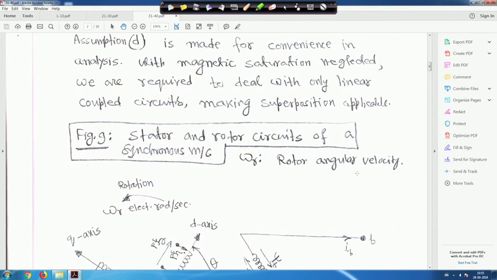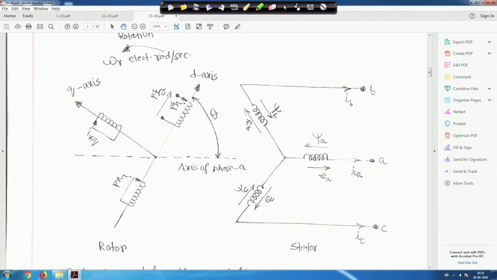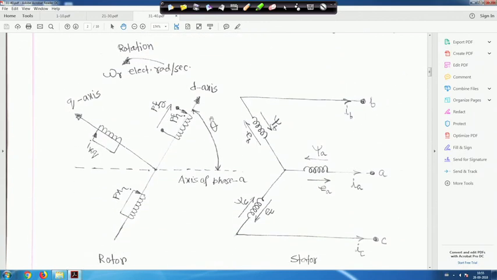and omega r is the rotor angular velocity. Schematically it is drawn like this. So this is the stator side, and this is the rotor side.